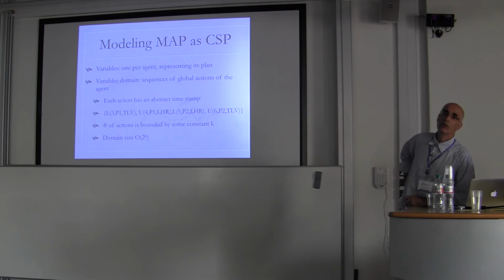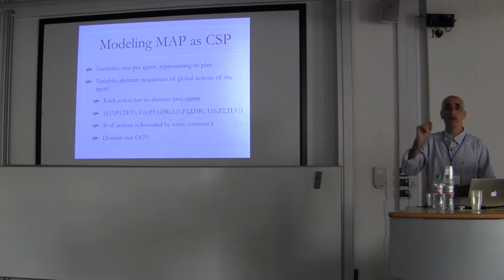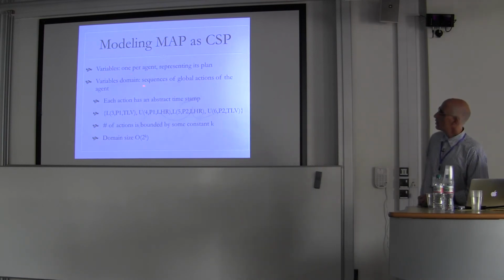So we can model the multi-agent planning problem as a constraint satisfaction problem. The variables will be one per agent, and each will represent its plan. So what are the values that each variable can get? The values are sequences of global actions of the agent. As in the example you've seen, each action has an abstract timestamp, okay?